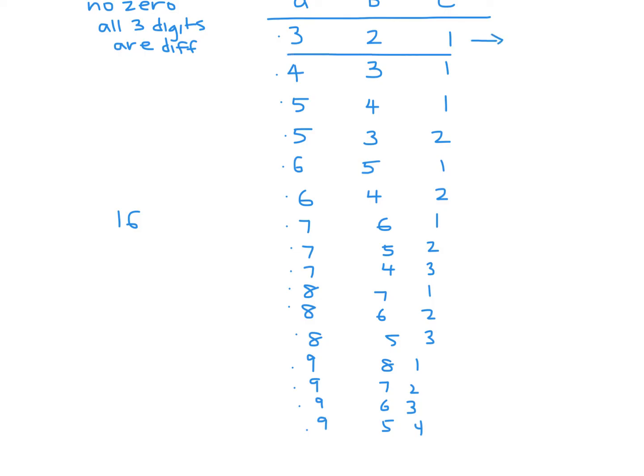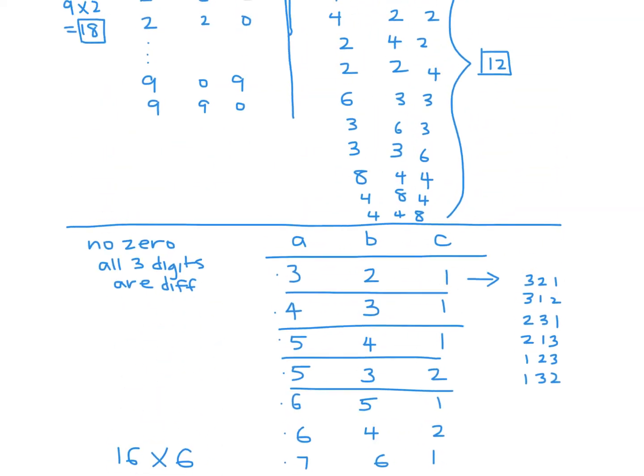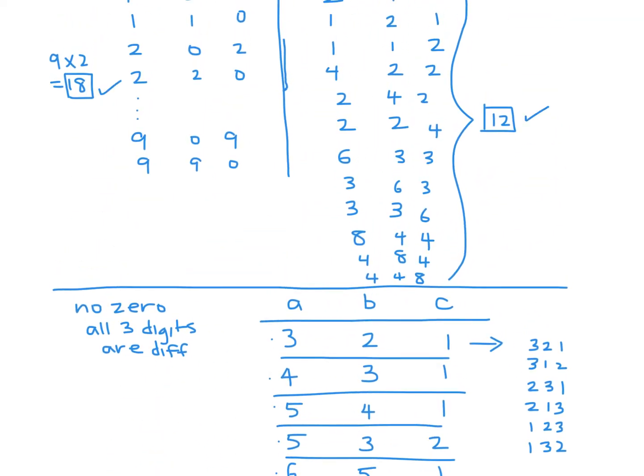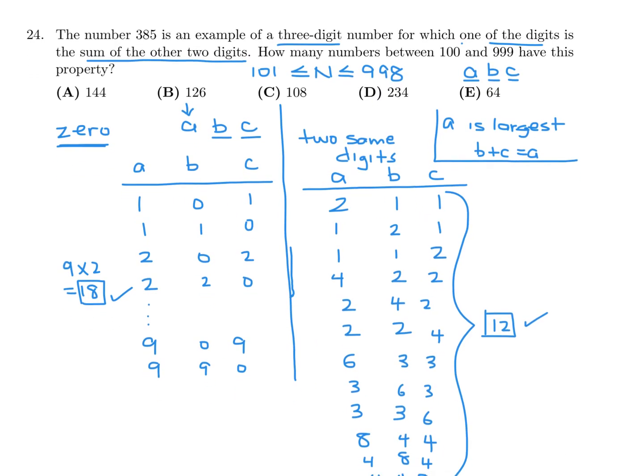Each of these has 6 permutations, right? So for example, the first one, 3, 2, 1, but you can also have 3, 1, 2, 2, 3, 1, 2, 1, 3, 1, 2, 3, and 1, 3, 2. And similarly, for each of these, you can have 6 permutations. So 16 you have to multiply by 6, and that gives me 96. So there we go. This 96 plus this 12 plus that 18, and that is 126 if you add those up, and that would be choice B for number 24.